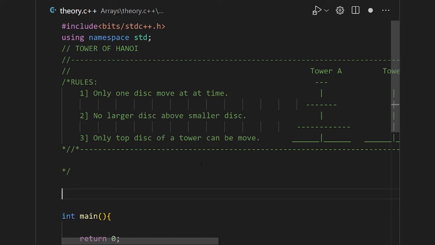Hello friends. In this video I will discuss the problem Tower of Hanoi. So before coding, I'll tell you the story behind this Tower of Hanoi.